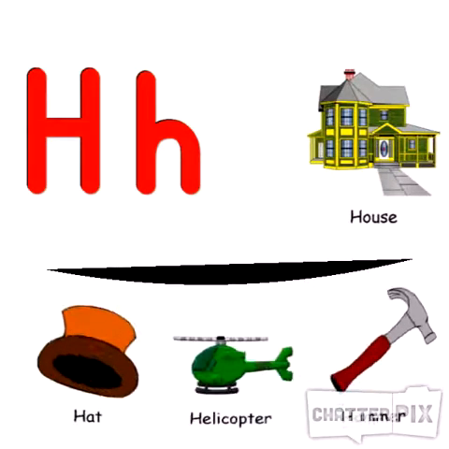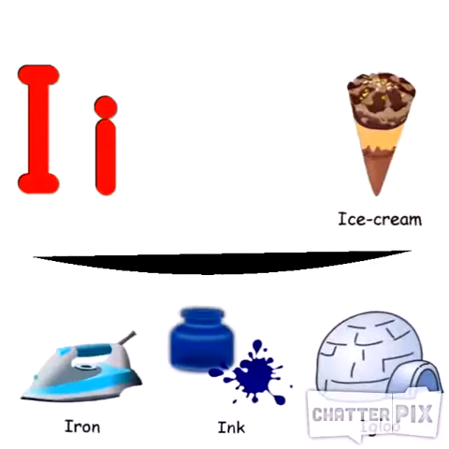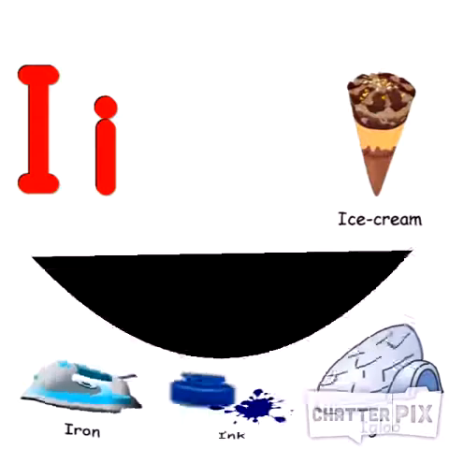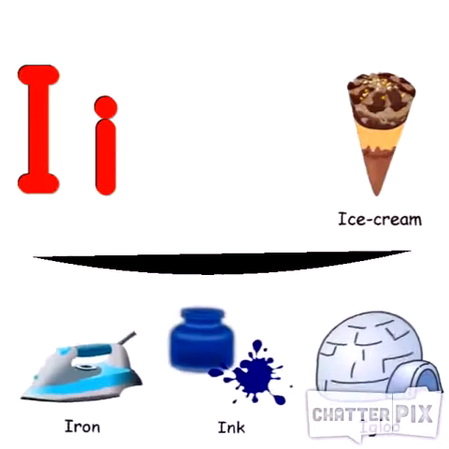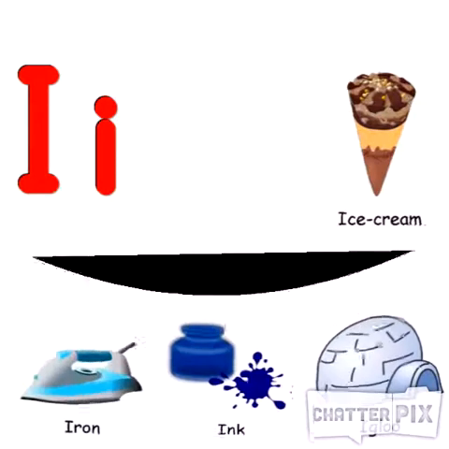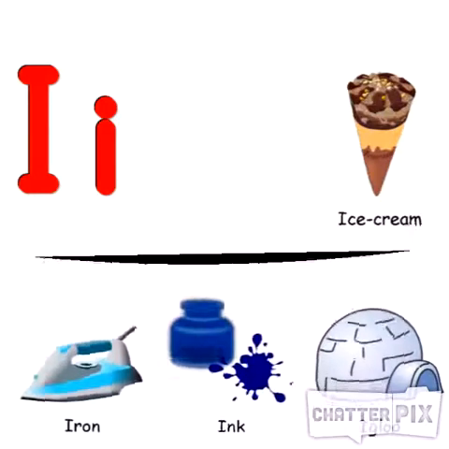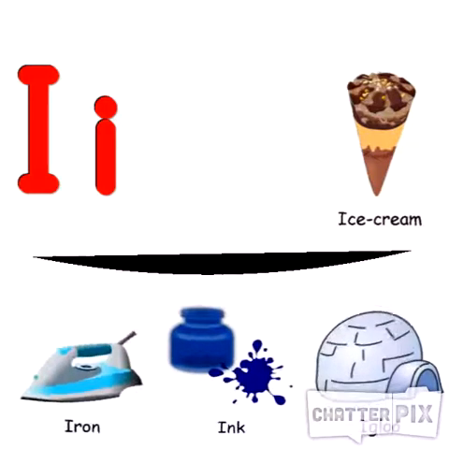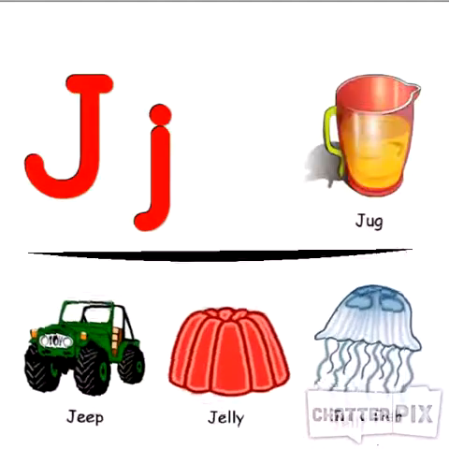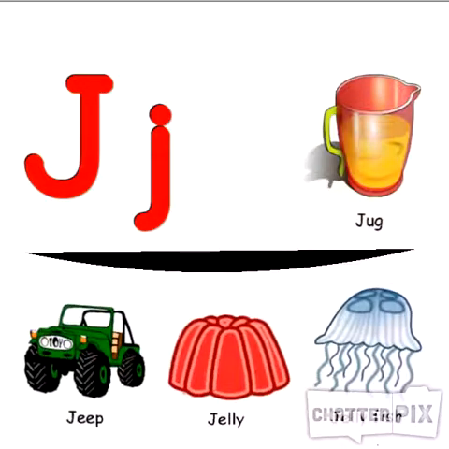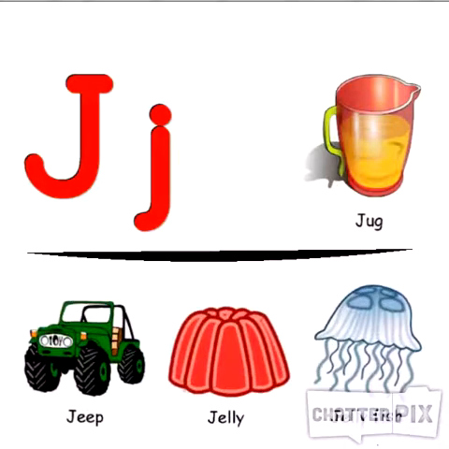Helicopter H. Hammer H. Next letter is I and the sound of letter I is E. E. Ice cream E. Iron E. Ink E. Igloo E. Next letter is J and sound of J is J.